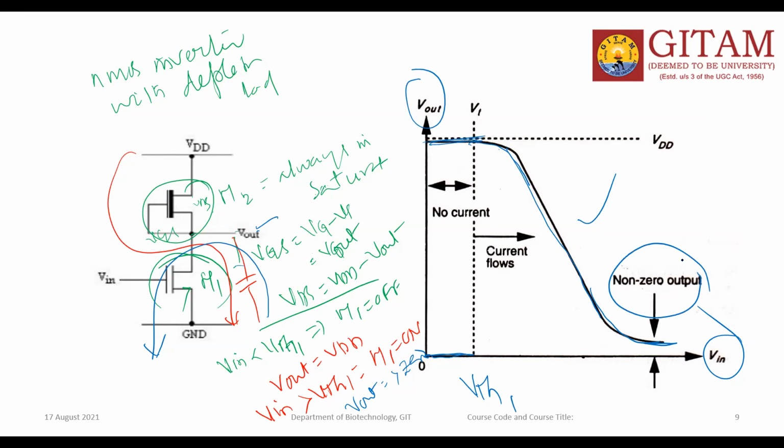So what is the difference between the enhancement load and depletion load? In the enhancement load case, you do not get full VDD and full 0. But in the depletion load, you can achieve the full VDD but not full 0. So out of the two, one has been recovered and the other is still there. Got my point? Yes, sir.